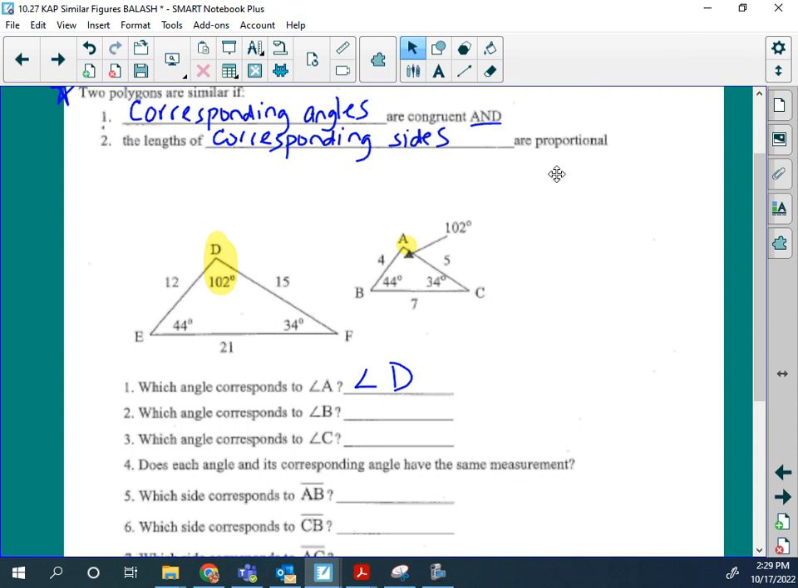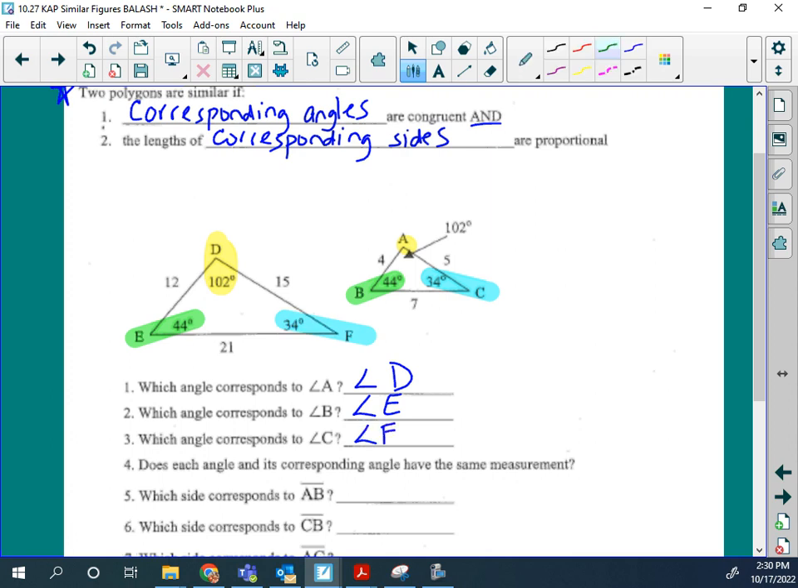All right? Let's pick up another one. Angle B is 44. Well, then the one that's 44 is angle E. And then on the last one, I can either highlight if I want to, or I could just leave it empty, whatever makes your heart happy. But angle C was 34, and therefore angle F was also 34. Okay? So the question says here, does each angle and its corresponding angle have the same measurement? Yes.